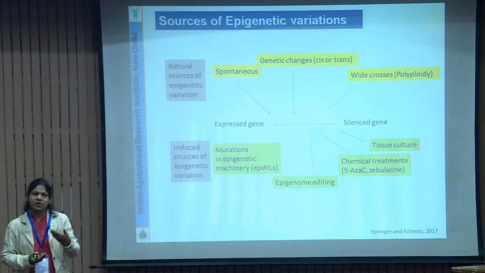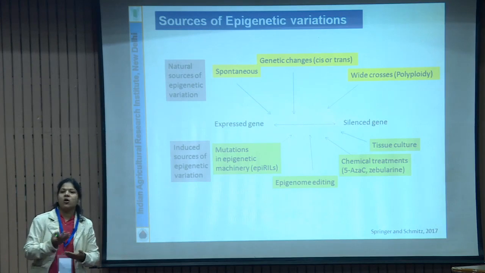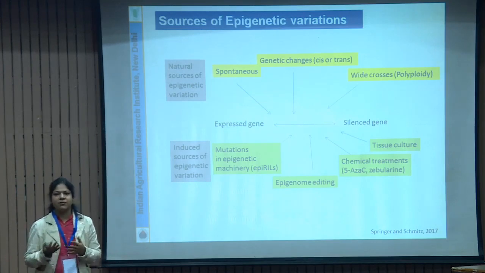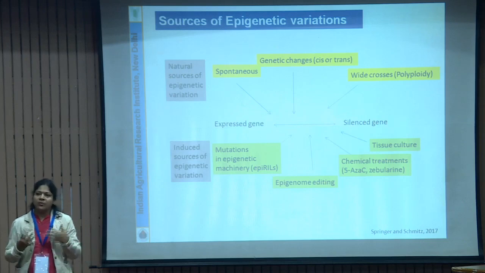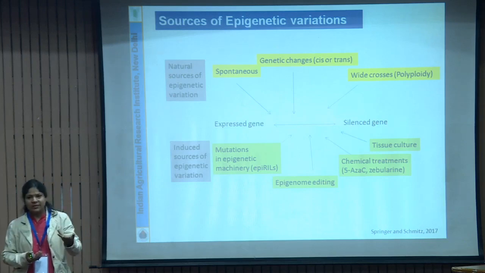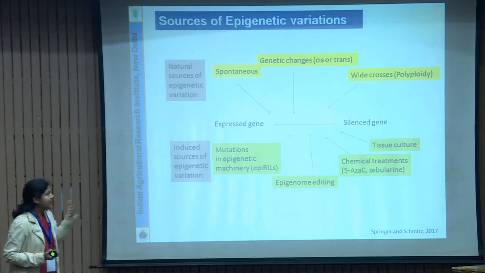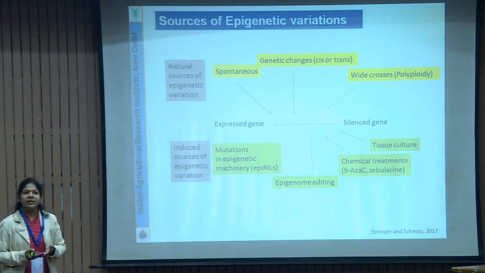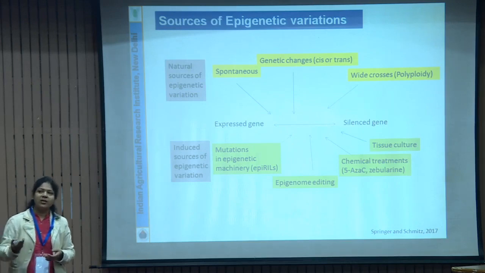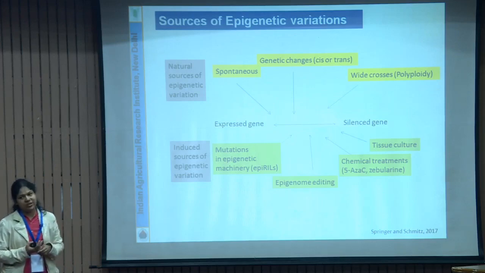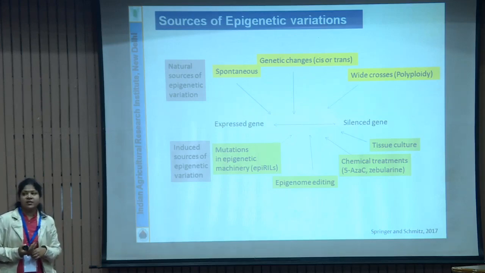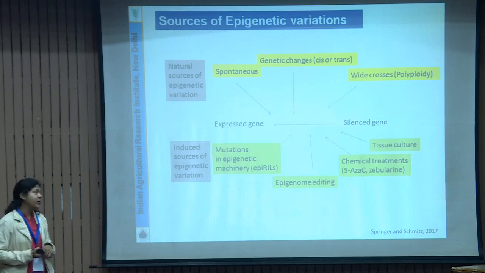Similarly, a trans change may also happen when some recombinations between different alleles of a gene happen. That may lead to a trans change which could be genetic and which could be epigenetic also. Similarly, some wide crosses may happen in nature that may give rise to an epigenetic phenotype. These are natural sources of variation. But epigenetic changes can be induced also.